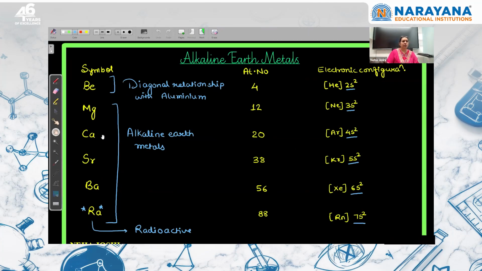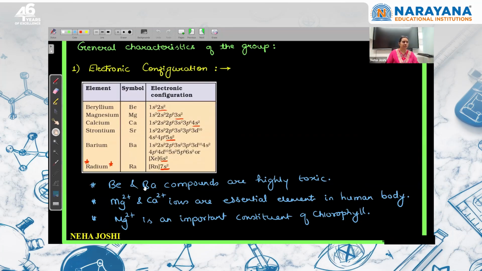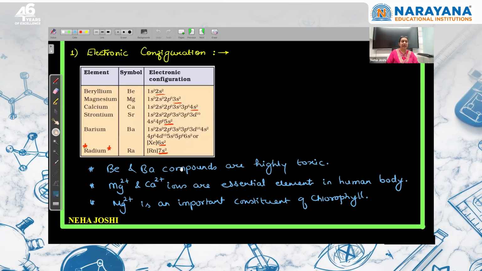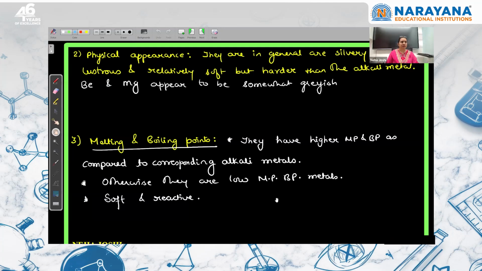Now, as far as the second group, the members are beryllium, magnesium, calcium, strontium, barium, and radium. Radium is radioactive. The general configuration is ns2. Beryllium and barium are both highly toxic, both B and B. Magnesium and calcium are very essential for the human body, and magnesium is also part of chlorophyll.